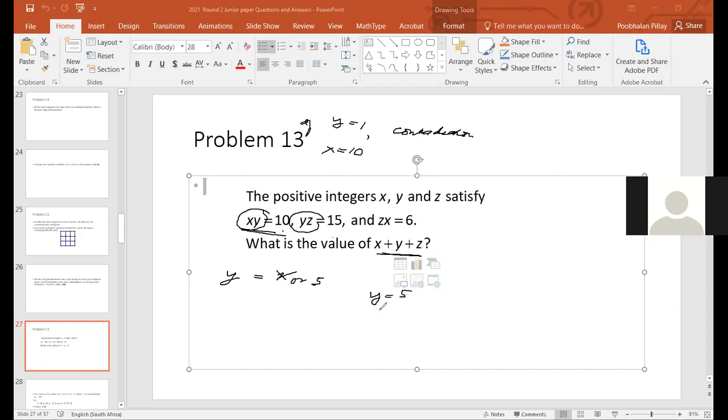So now we know exactly what the value for y is. y equals 5. Now it's easy. y is 5, therefore x is 2, because 5 times 2 is 10. If x is 2, then z has to be 3, because z times x is 6. If you check the other one, yz is 5 times 3, which is 15. So this works. We have x, y, and z, and the sum of x, y, and z will be 10. 5 plus 2 plus 3. And that's the answer.